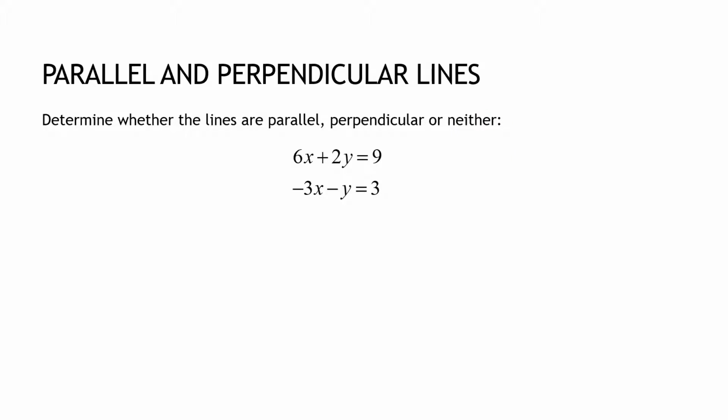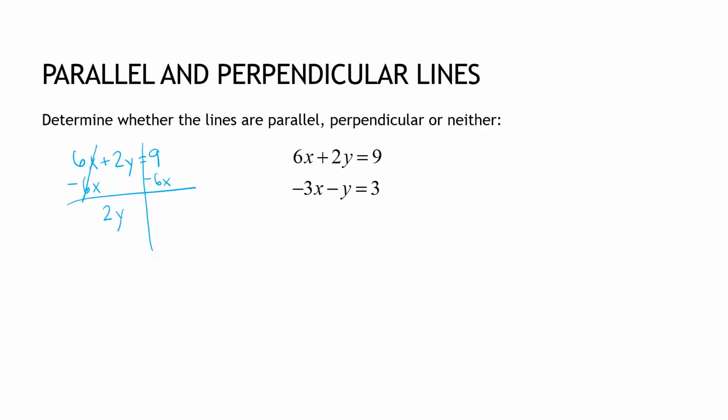The first type of question that you might get about this is just to verify if lines are perpendicular or parallel or neither. Obviously I could just get my graphing utility out to do that, but let's do it mathematically. If I look at my first equation, 6x plus 2y equals 9, to find the slope, which is how we'll determine if these are parallel, perpendicular, or neither, I'm going to manipulate this equation into slope-intercept form. And we practiced how to do this last week.